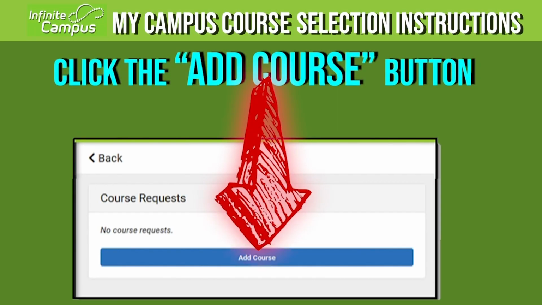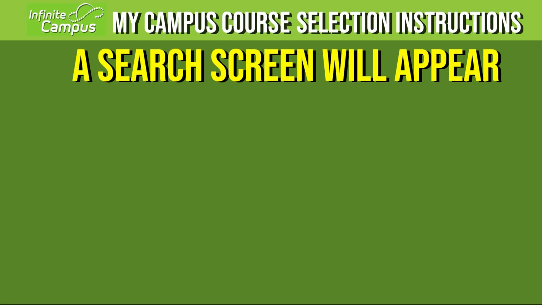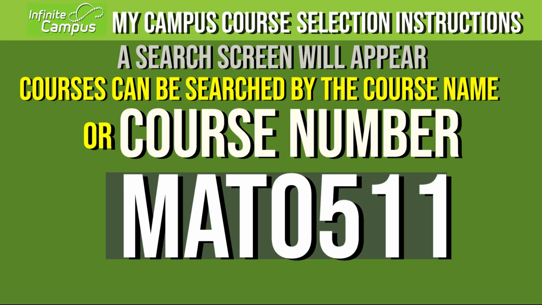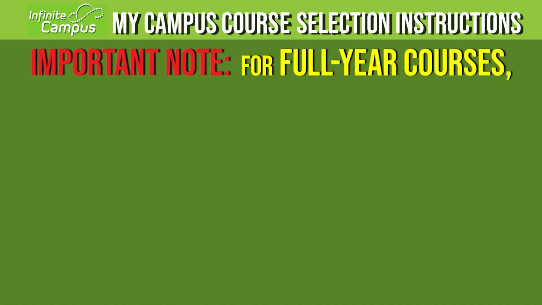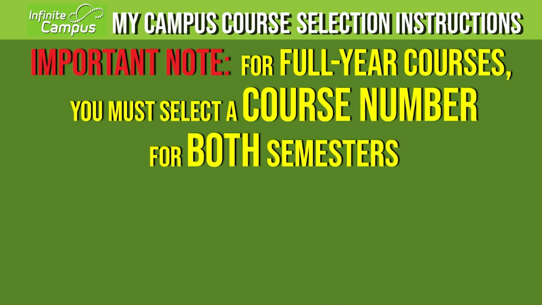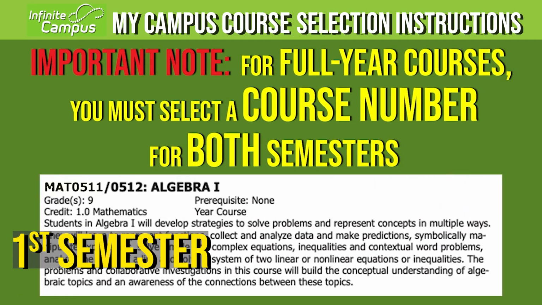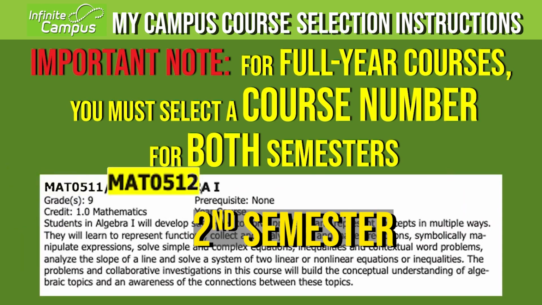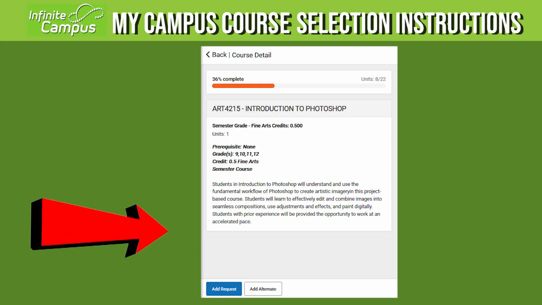Click the Add Course button. A search screen will appear. Courses can be searched by the course name Algebra 1 or course number MAT0511. Note, full year course numbers come in pairs. You must select the course number for both semesters. For example, Semester 1 Algebra 1 is MAT0511, and Semester 2 Algebra 1 is MAT0512. Click on a blue course name and you should see this screen.